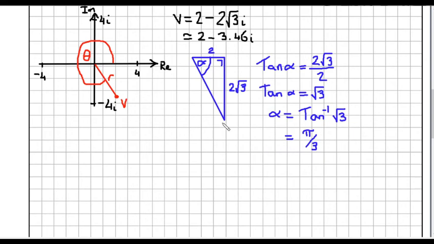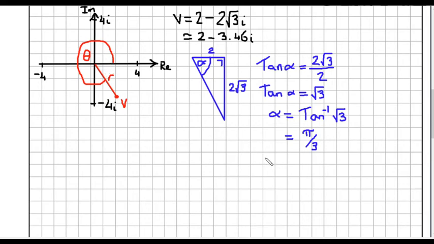But it's theta that we want. So this angle in here is alpha. That's pi over 3, so that's 60 degrees there. To get theta, it's going to be 360 degrees minus 60 degrees, so it would be 300 degrees. But again, we want it in radians.